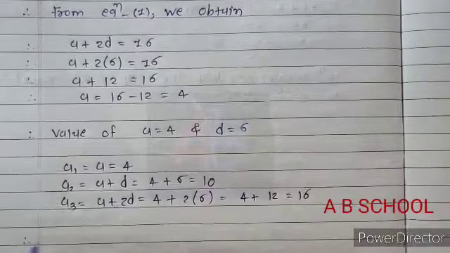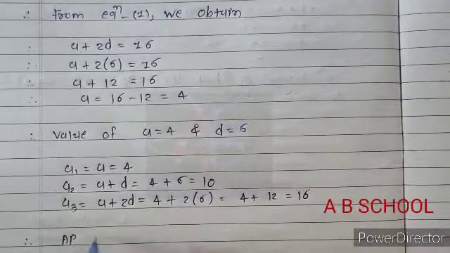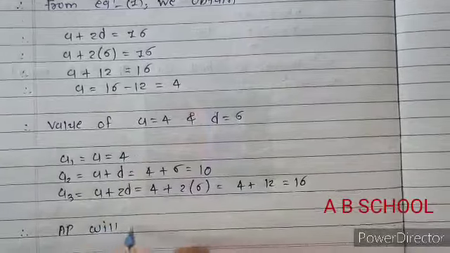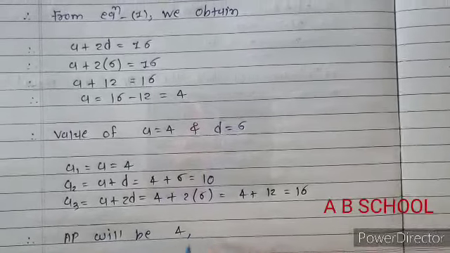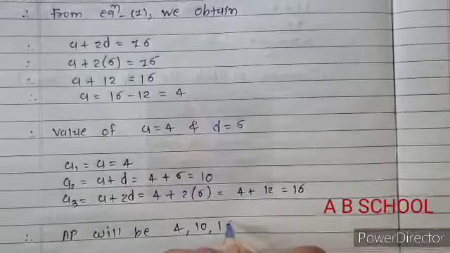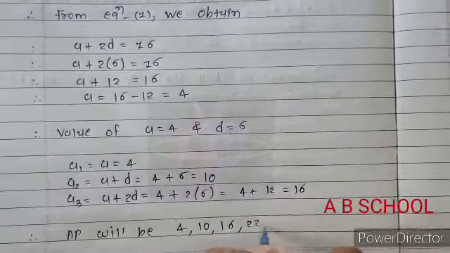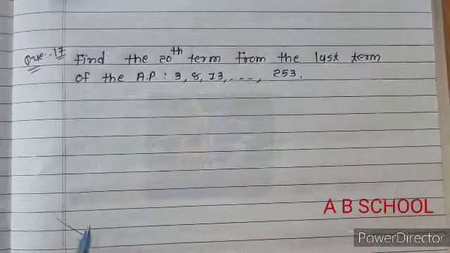Therefore the AP will be 4, 10, 16, 22 and so on.